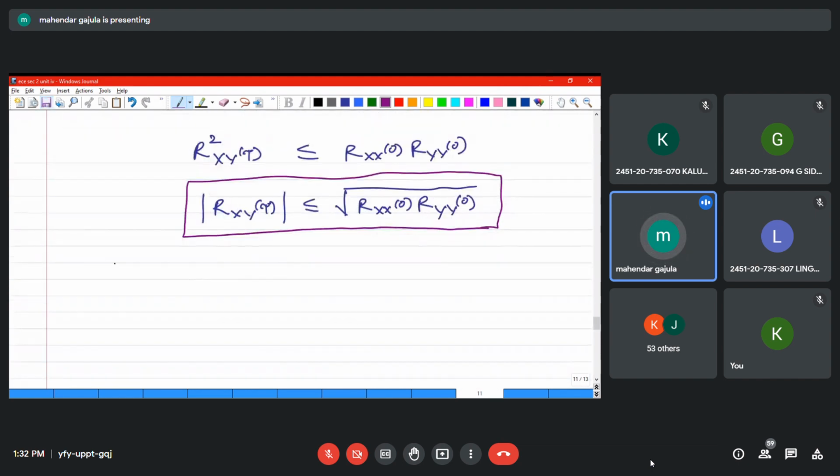The third one is also about the magnitude of the cross correlation function. This time we have to prove that it is less than or equal to half of r_xx(0) plus r_yy(0). The magnitude this time is bounded by the average of r_xx(0) and r_yy(0). We have to prove that.